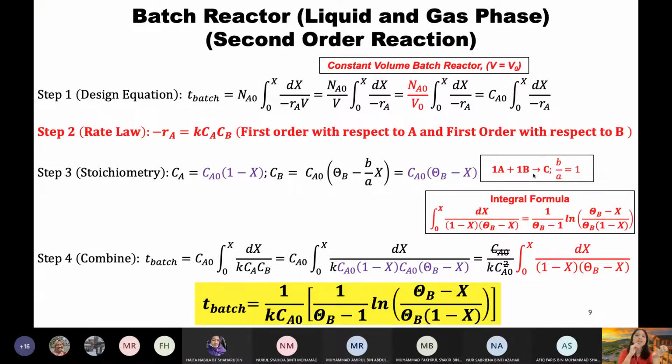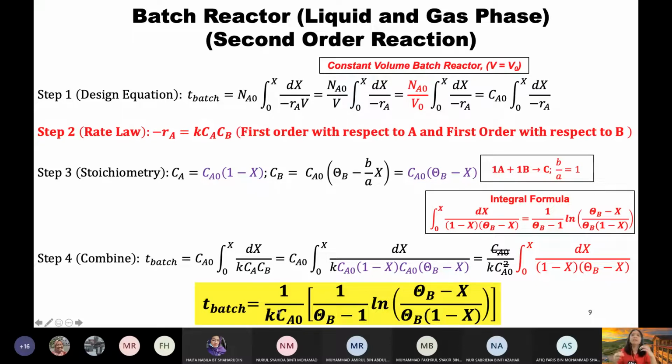So, I will make sure B per A dalam soalan ke dalam test, dalam exam, B per A tu dah 1 supaya kamu dah tak confused, kamu terus tahu yang memang CB tu sama dengan CA0 in bracket theta B minus X. Sebab B per A tu adalah 1. However, as I told you, do remember, the limitation is just because of the integral. Kalau kita nak guna equation ni, B per A tu terpaksa menjadi 1, baru kita boleh guna. Kalau tak, you have to solve other way which is more complex. So that's the limitation of the equation.